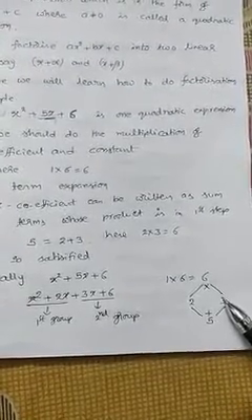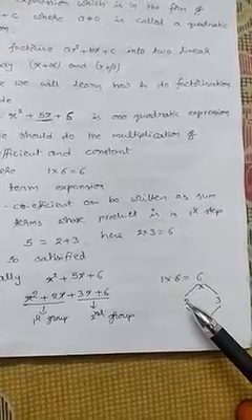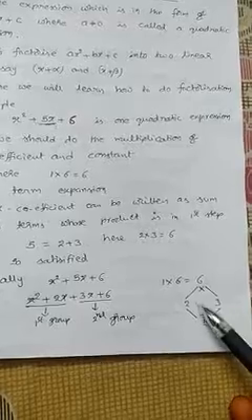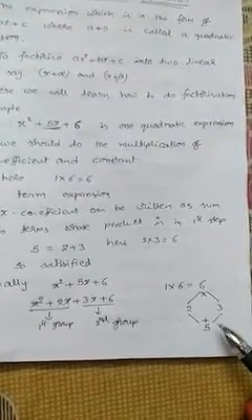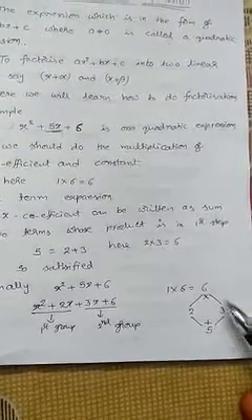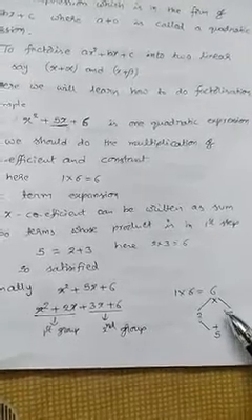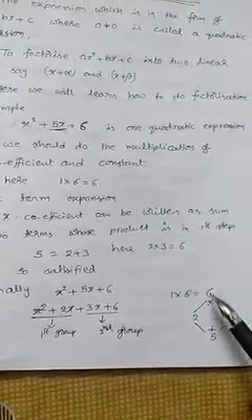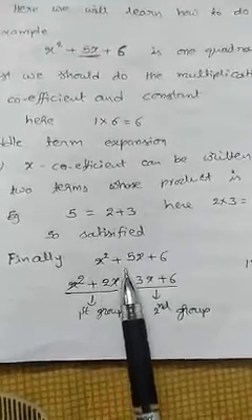For example, to get the 6, if I write 1 into 6, 1 into 6 is 6, but 1 plus 6 is 7, so it is not satisfied. If I write 5 as 1 plus 4, the sum is 5, but 1 into 4 is not 6. So we should take two values whose sum is 5 and whose product is 6. You have to think of the two values which satisfy the middle term. After writing everything, we have x square plus 5x plus 6.